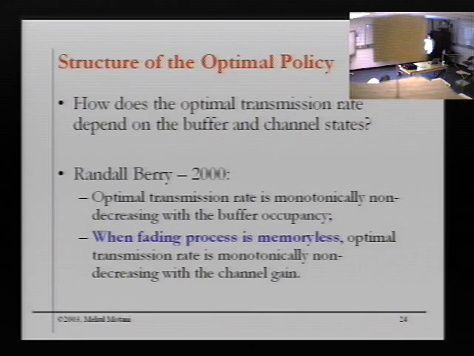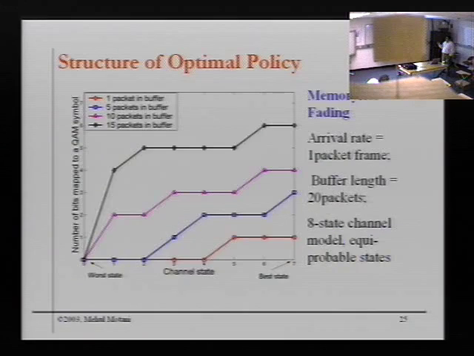He showed that the optimal rate is monotonically non-decreasing with buffer occupancy, meaning when you adapt to the buffer alone, no matter what the channel is. Remember, when you adapt to the channel, you get a water-filling type of solution. When the fading is memoryless and you adapt to both channel and buffer, again you get something that is water-filling like. In the context of our work, we did that. This is memoryless fading.